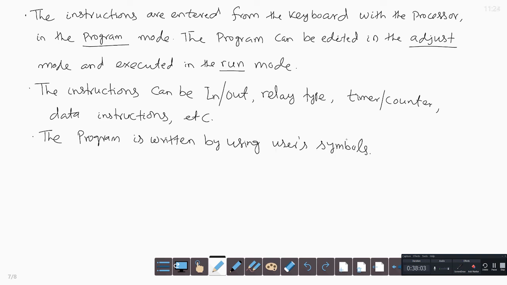The instructions are entered from the keyboard with the processor in the program mode, then the program can be edited in the adjust mode and executed in the run mode. The instructions can be in signal, out signal, relay type, timer, counter, data instructions, etc. The program is written by using user symbols.